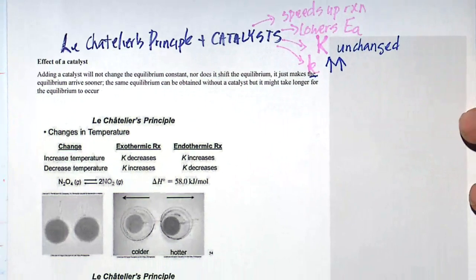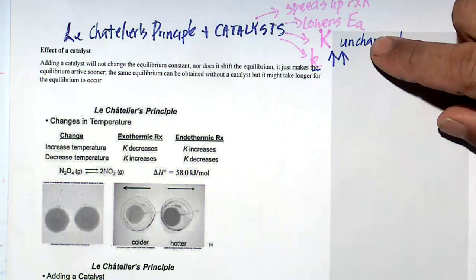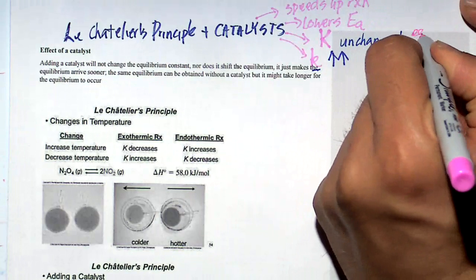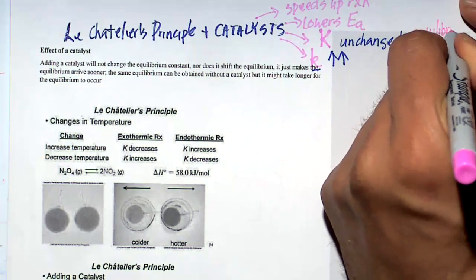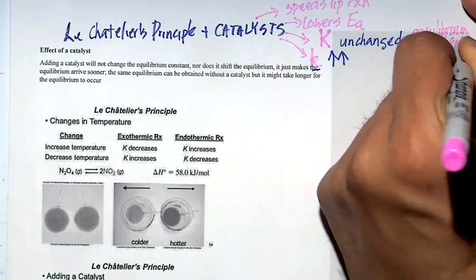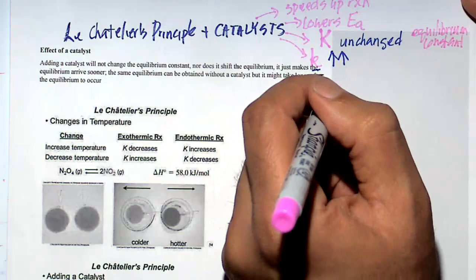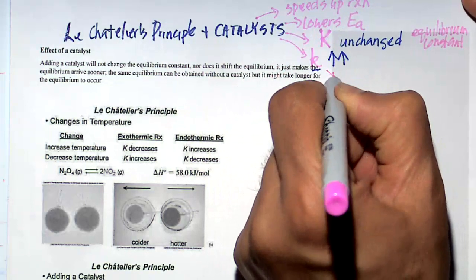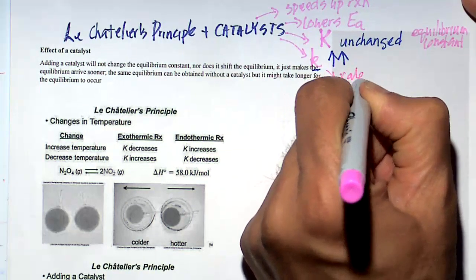All right, Le Chatelier's principle and catalyst, equilibrium constant. By the way, this is equilibrium constant and rate constant. Equilibrium constant, nothing happens. Rate constant, because as Adriana said, it speeds up the reaction, so obviously rate constant is going to be higher.